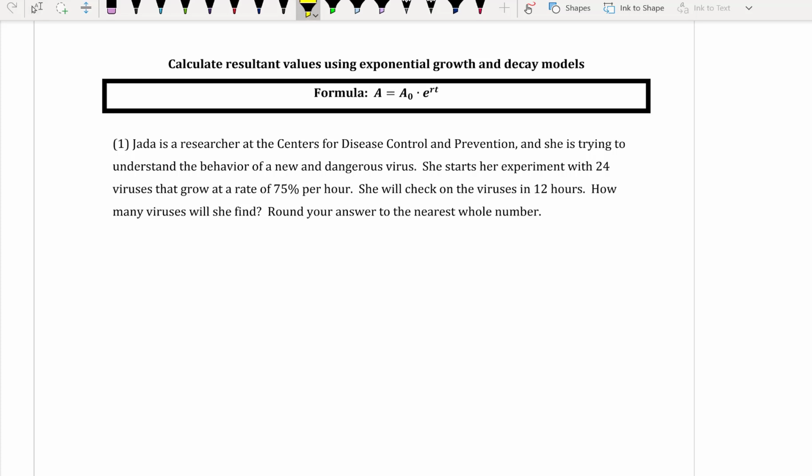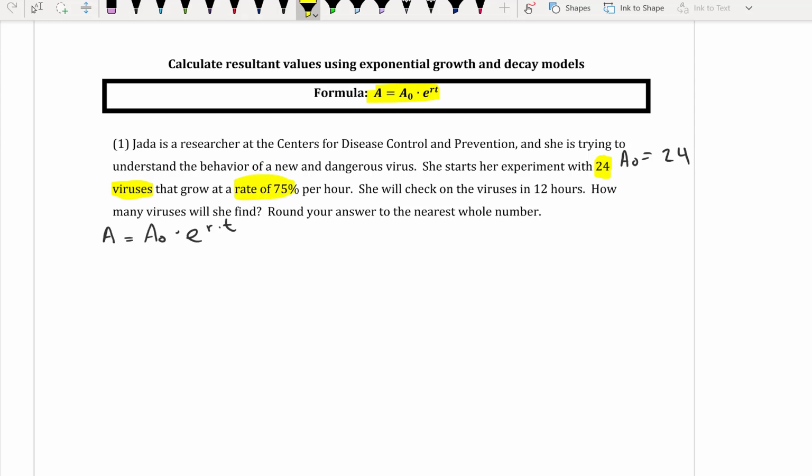So you know that you're going to be using this equation. I have my amount is going to be my initial times e to the r times t value. Your initial amount that you start off with is 24. So A naught is going to be equal to 24.